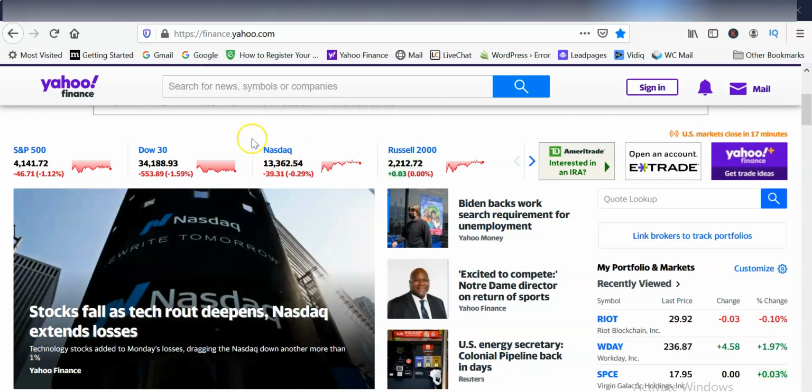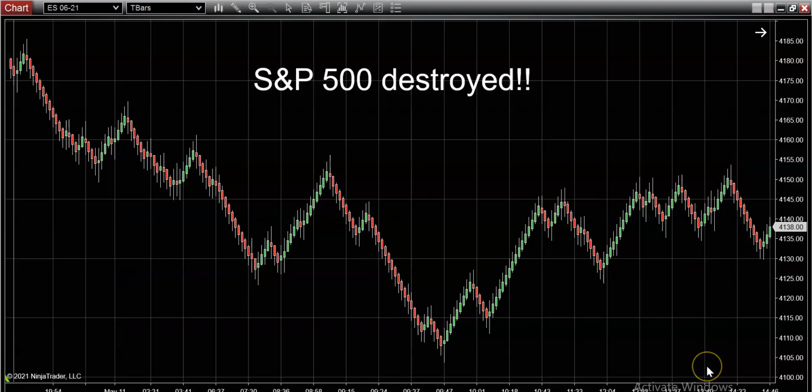As you can see by the scoreboard here, look at this. We are red across the board, although the Russell looks like it's just about to get into green territory. It's been clawing back all day, but for the most part, the two big indices, the S&P and the Dow, just got destroyed today. If we head over to the charts, you can see that quite clearly reflected in today's session.